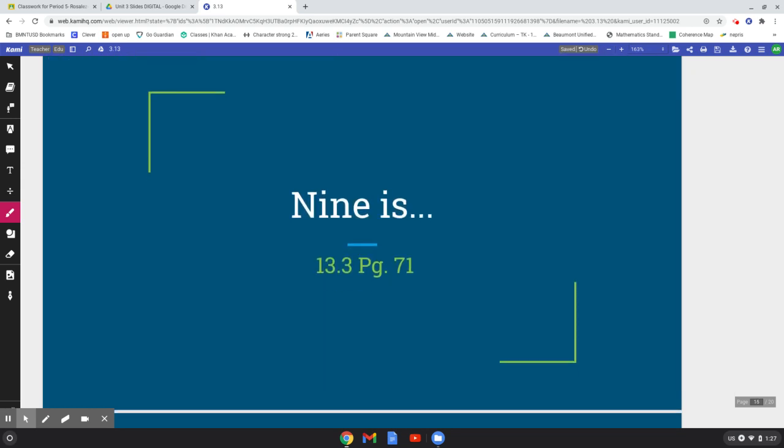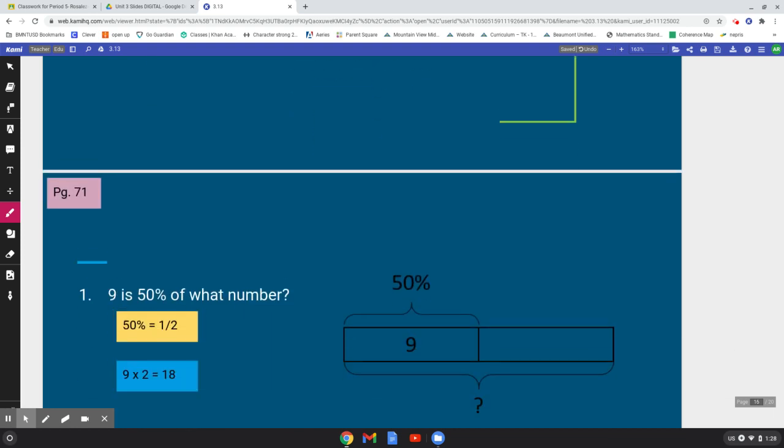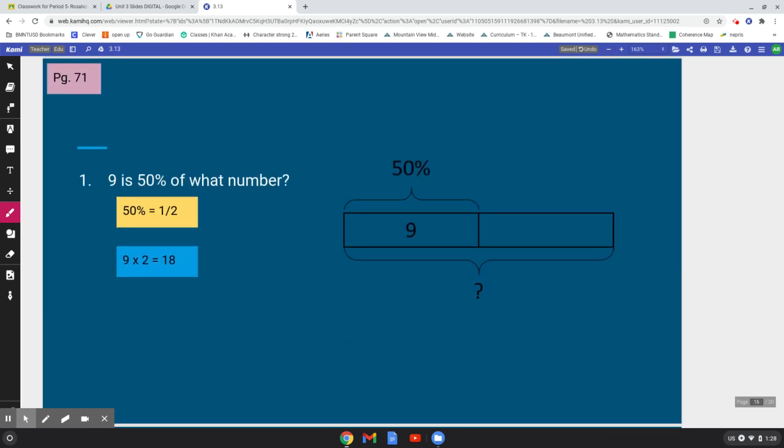Okay, so now you're on page 71, and we're going to be finding a bunch of percents about the number 9. They show you a picture to start you out. 9 is 50% of what number? Your number should be larger than 9, right? Because 9 is half of it. So I need to know what fills up this other box, and the answer is 9. Remember that when you're dealing with 50%, that's always a 2, so you could just times 2. So 9 times 2, your answer is 18.